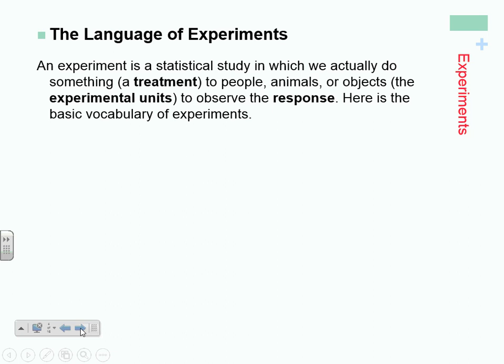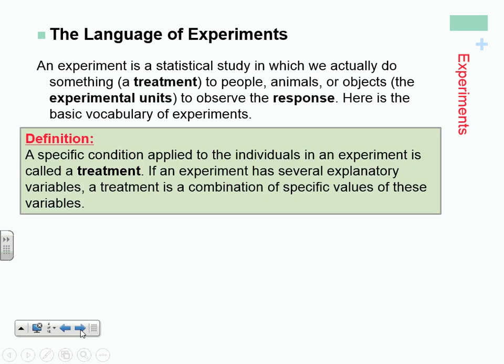And so on to language of experiments. So much vocabulary in this chapter, so make sure you know the difference. An experiment is a statistical study in which we actually do something, like we said, a treatment to people, animals, or objects, the experimental units, to observe the response. So we're going to, again, have an explanatory variable and response. A specific condition that the individuals are going to have on them is the treatment. And if an experiment has several explanatory variables, the treatment is a combination of those.